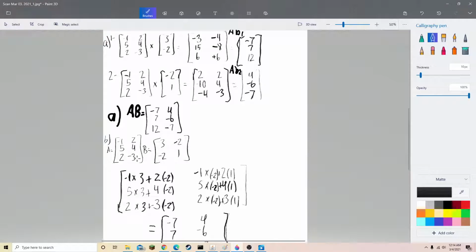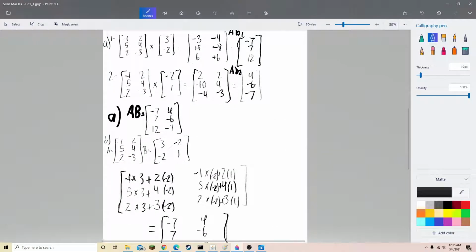So the row column rule, I take the row of A, which was negative 1 and 2, and then I multiply it by the first column of matrix B, which was 3 and negative 2. So I have negative 1 times 3 and then plus 2 times negative 2. And then that was the first spot in the matrix. And then for this spot I use row 1 again, because it's in row 1, but this time the second column of matrix B, so negative 1 times negative 2 plus 2 times 1.